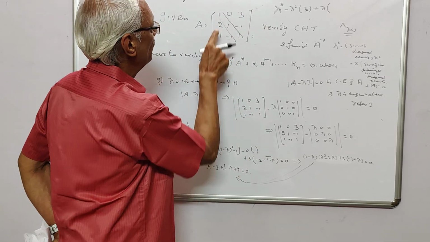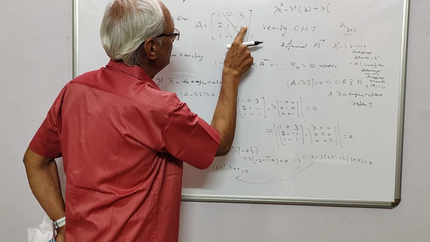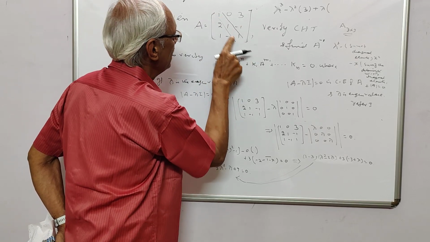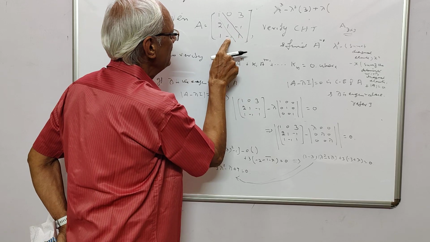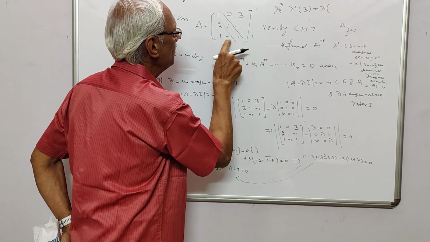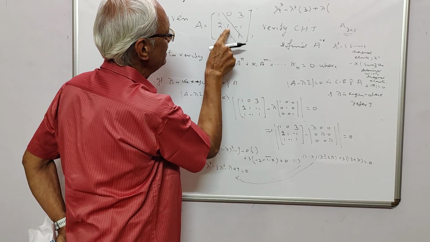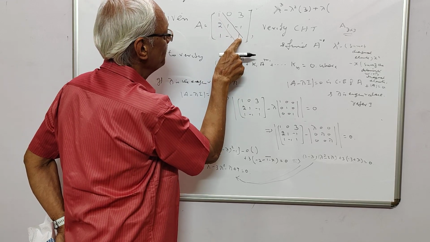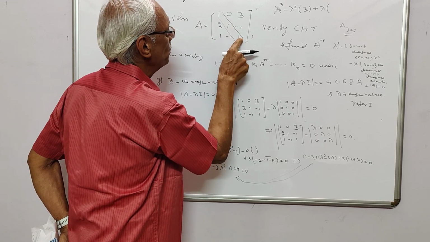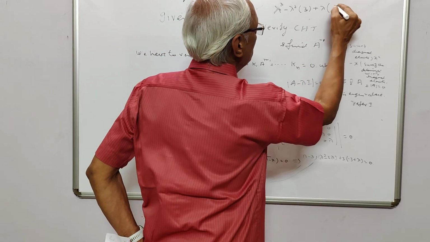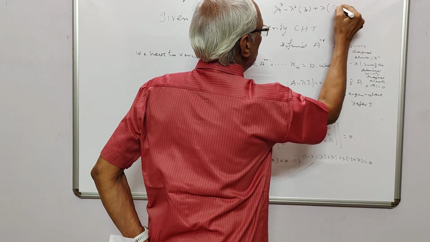What is the determinant of this one? With respect to this, 1 into 1, 1. This is minus 1. So 1 minus 1 will be 0. Can you catch this? 1 into 1 is 1, then plus 1, 1 minus 1 is 0. So 0 plus.